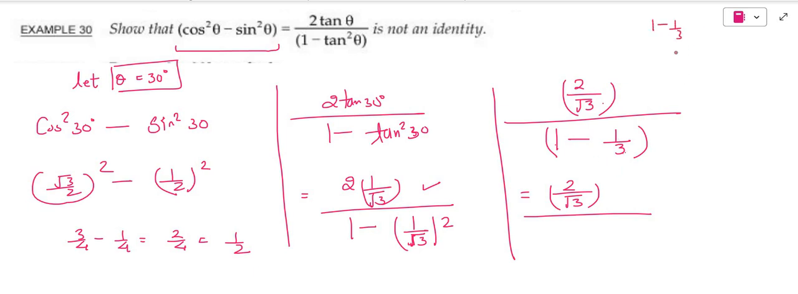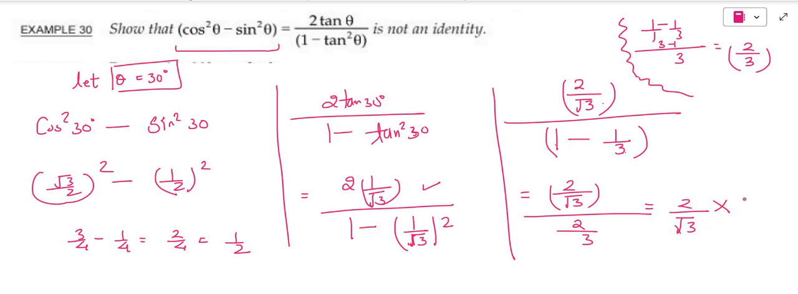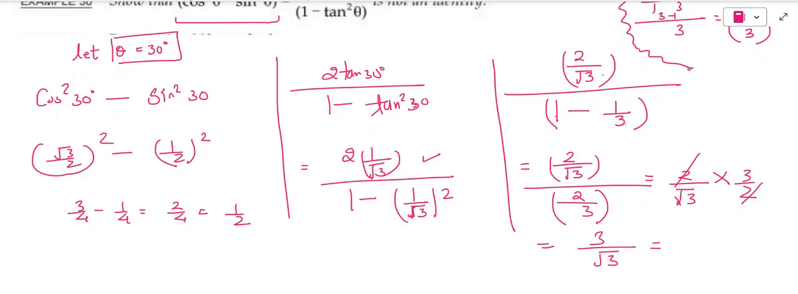1 minus 1 by 3, if I do it here, 3 is the LCM, correct? So it will be 3 minus 1, which is 2 by 3. So let me write it here, 2 by 3. So it is 2 by root 3 into, this denominator will flip, 3 by 2, and this will cancel. So this is 3 by root 3. And what is 3 by root 3? Everybody knows, right? 3 I can write as root 3 into root 3, and this is by root 3. So this will cancel. So the answer is root 3.